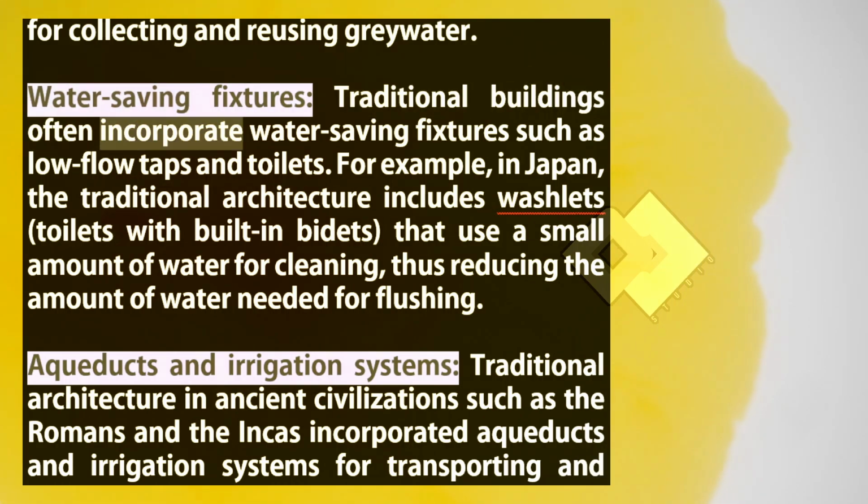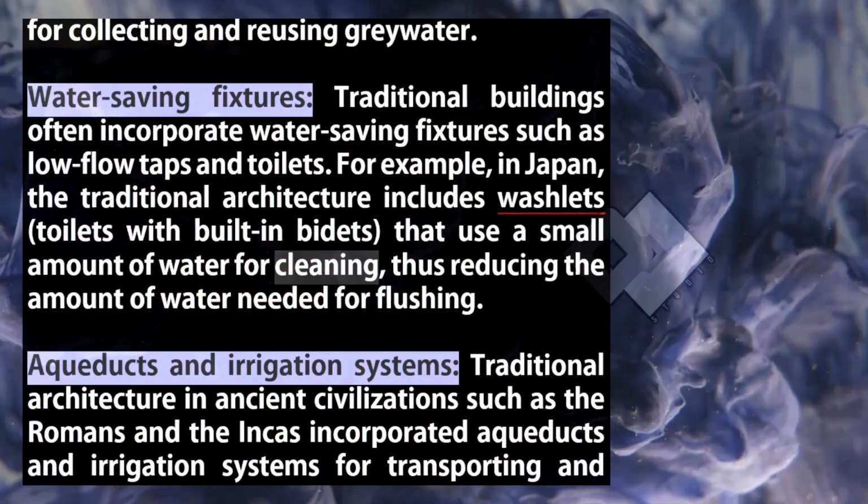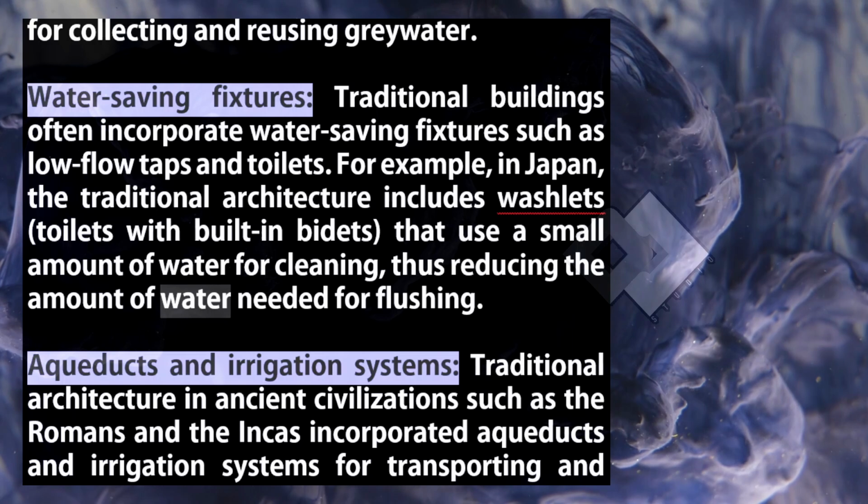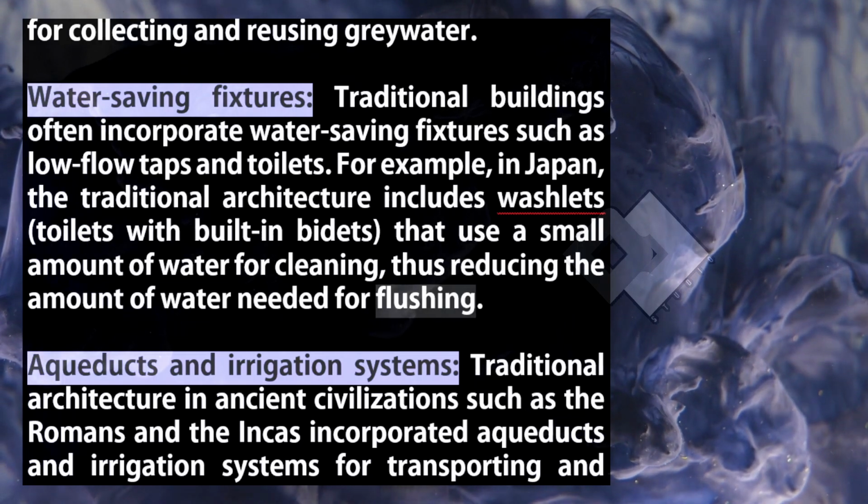Traditional buildings often incorporate water-saving fixtures such as low-flow taps and toilets. For example, in Japan, the traditional architecture includes washlets, toilets with built-in bidets, that use a small amount of water for cleaning, thus reducing the amount of water needed for flushing.